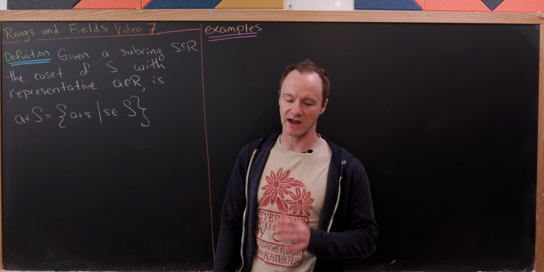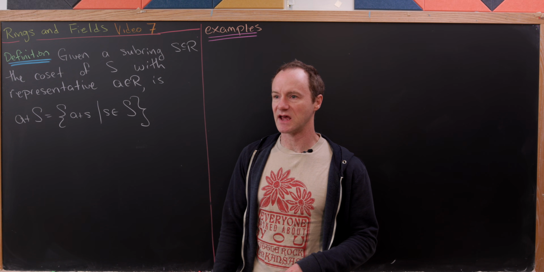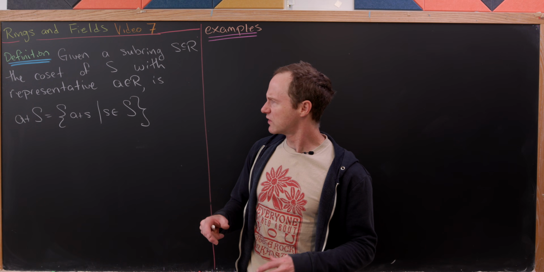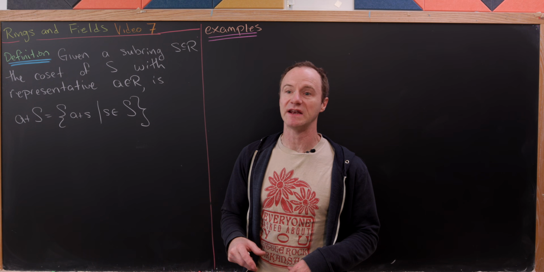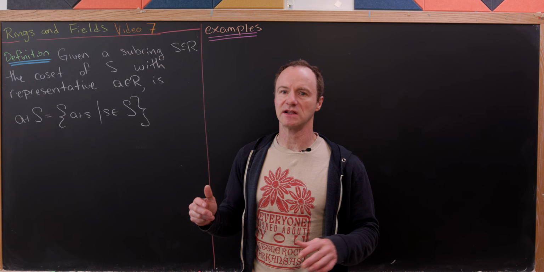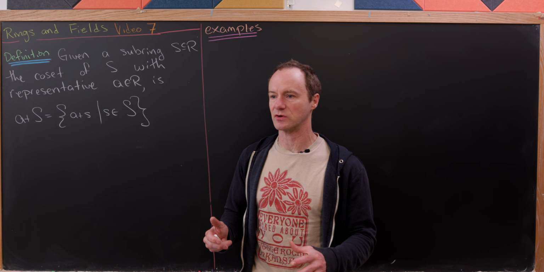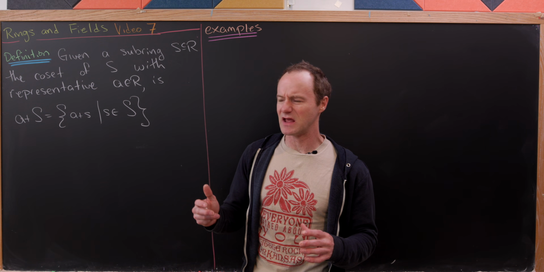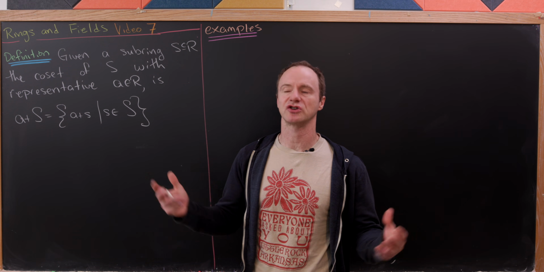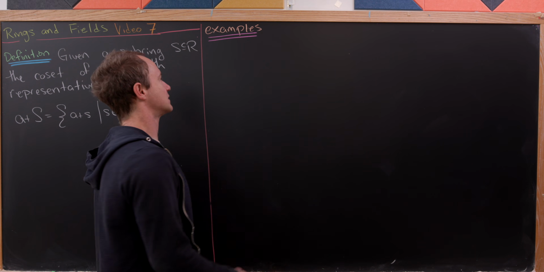Now, if you know something about ring theory, you might say, well, we don't generally define cosets for any subring. Well, that's for a very good reason that we'll discuss a little bit later in this video, but we can define cosets for any subring. You just don't get maybe the nice structure that you're thinking of. Okay, so let's maybe look at some examples.